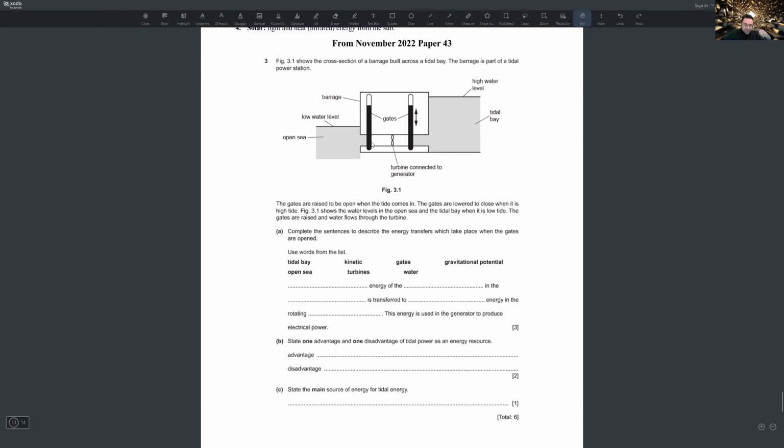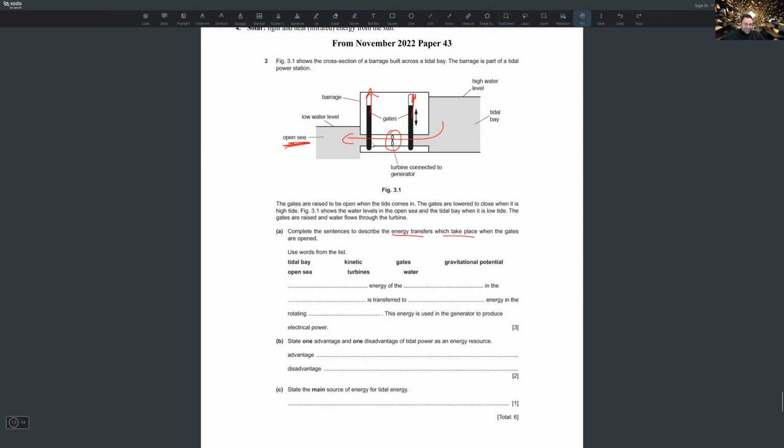The gates are raised to open when the tide comes in. The gates are lowered to close when it's high tide. Figure 3.1 shows the water levels in the open sea, this is low tide, and in the reservoir below, when the gates are open. Complete the sentences to describe the energy transfers which take place when the gates are open. When the gates open, the water flows out and it turns the turbine. Dash energy of the dash in the dash is transferred to dash energy in the rotating dash. The energy is used to produce, and the generator is producing electrical power.